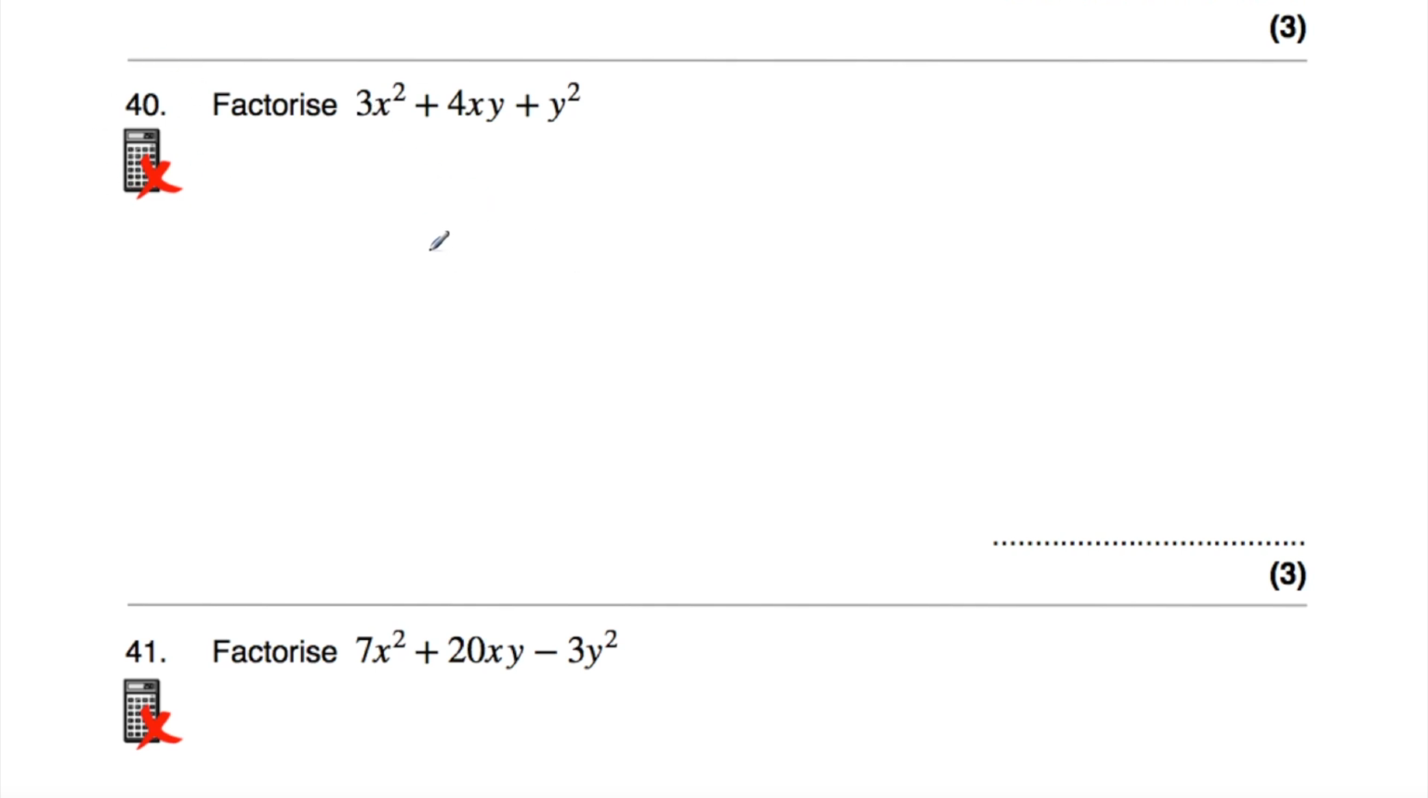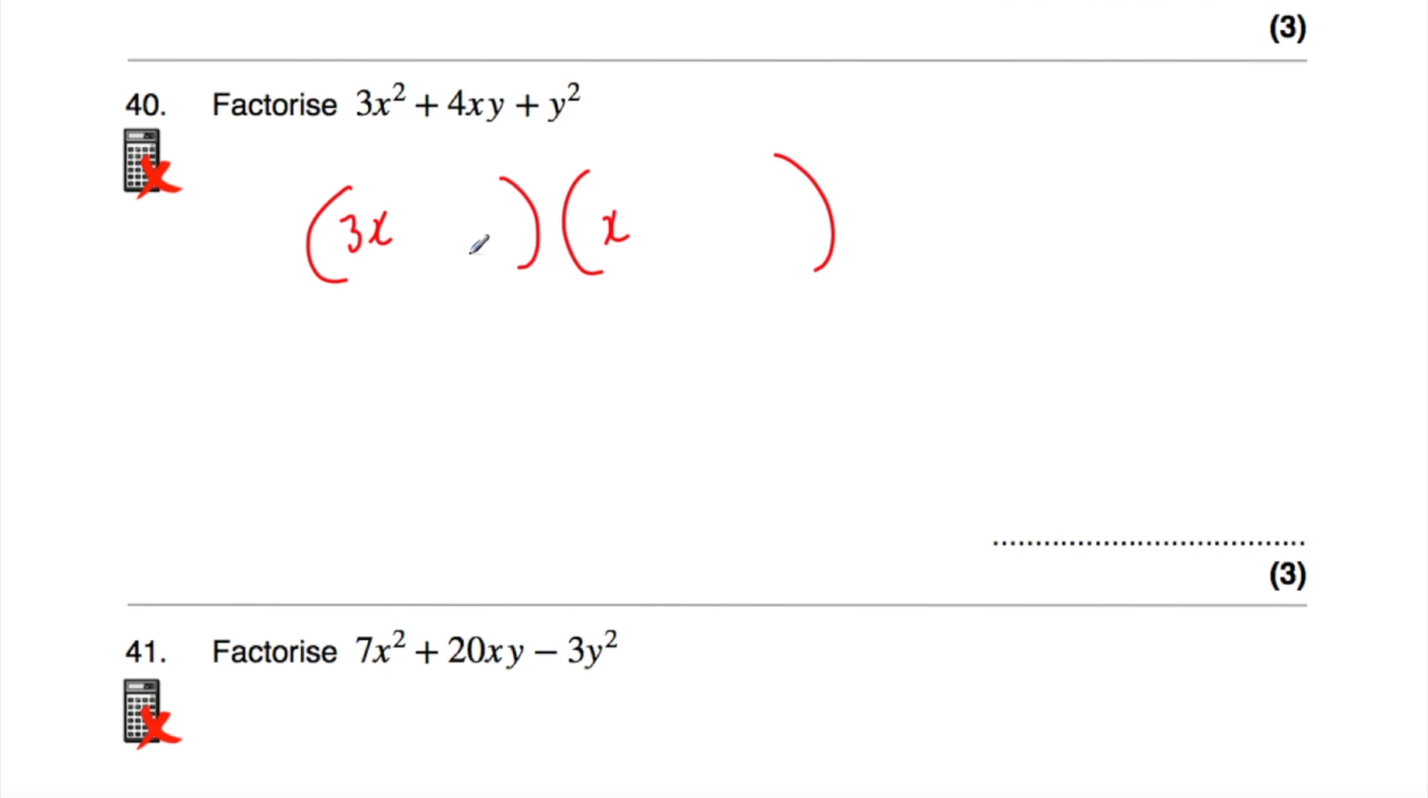So question number 40, we've been asked to factorize 3x squared plus 4xy plus y squared. This one's a bit different than the ones we've looked at so far, because this time we've got x squared and we've got y squared. So what I'm going to do is put down pairs of brackets, and we've got 3x squared. Now when we expand two brackets like this, the first term here times this term would give us this term here. So let's go for 3x and x, because 3x times x would be 3x squared.